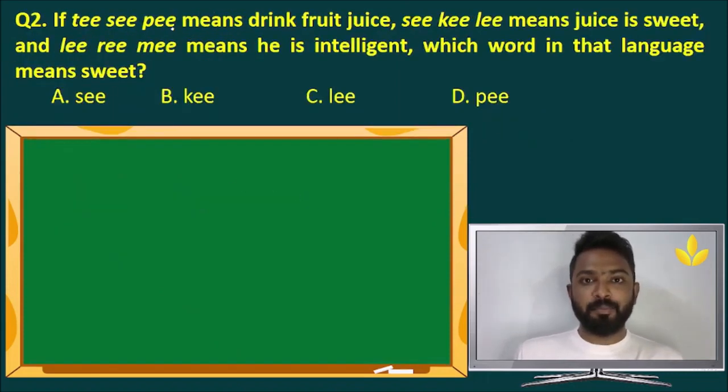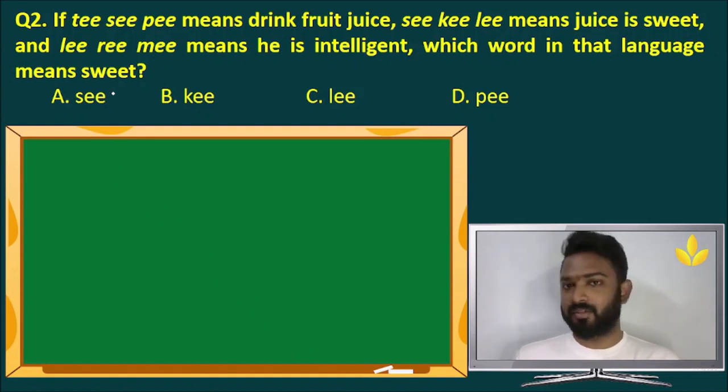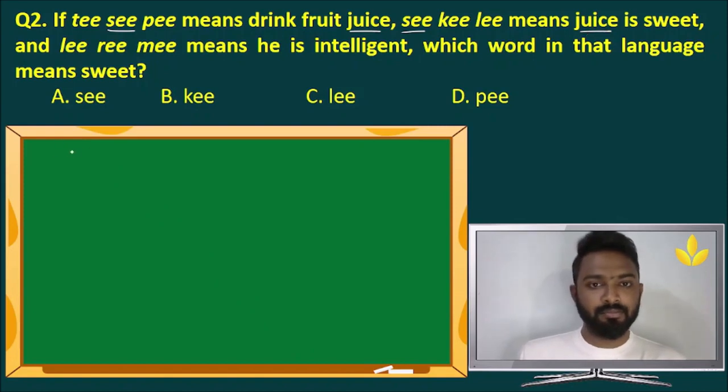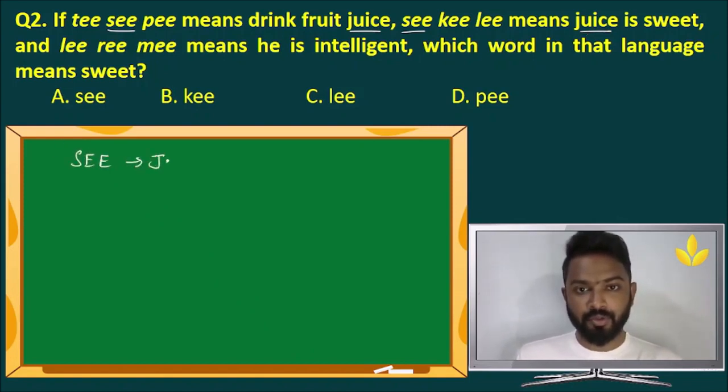If TCP means drink fruit juice, so on and so forth, which word in the language means sweet? Again, let's compare the first and the second. We have TCP, Siki Li. What is common over here? C is common. And which word is common? Drink fruit juice, juice is sweet. Juice is common. That means C is the code for juice.